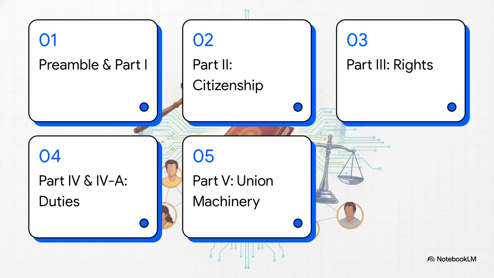Okay, let's dive into this. We are building this constitutional architecture in 5 distinct layers today. First up, the preamble and part 1. Then, part 2 on citizenship. Third, part 3 covering fundamental rights. Fourth, part 4 and 4A on directives and duties. And finally, part 5, the union machinery.